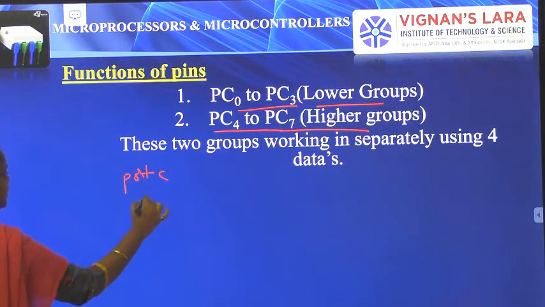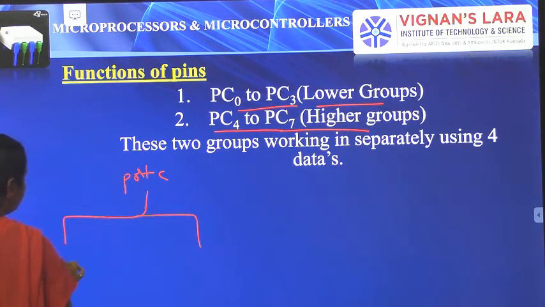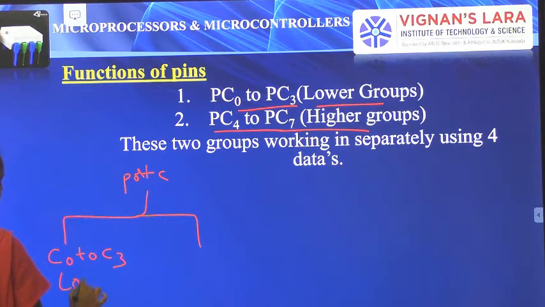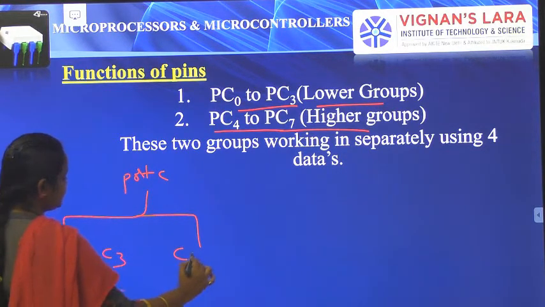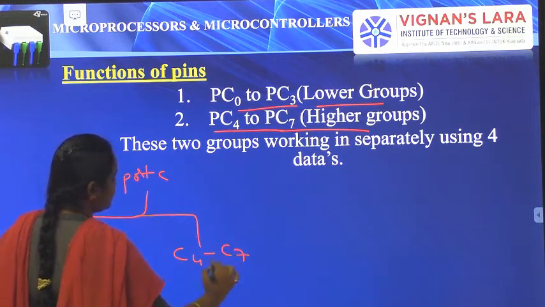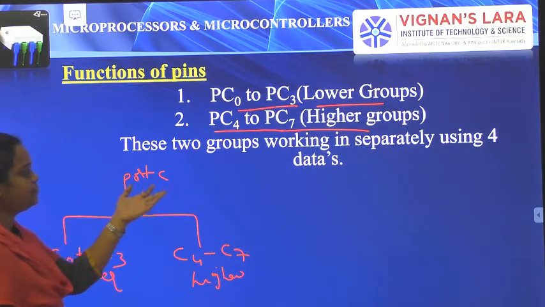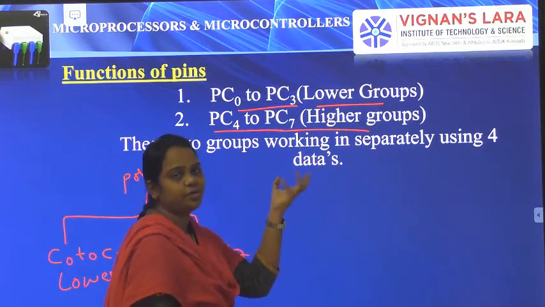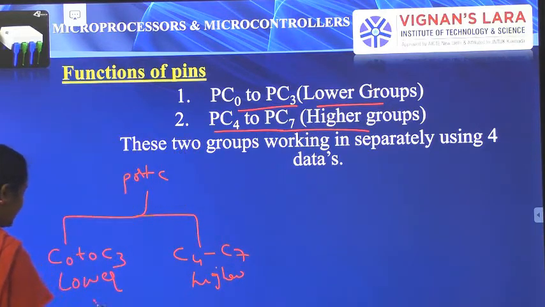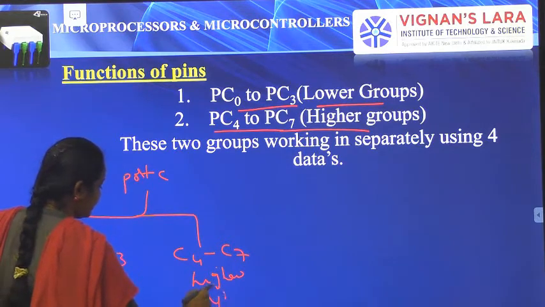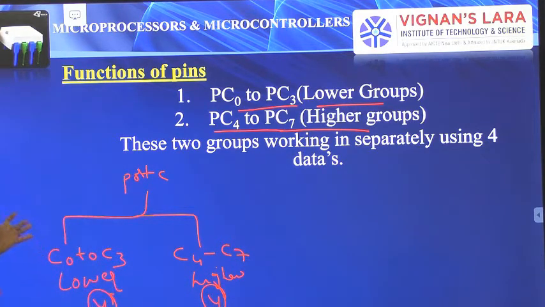Port C is again divided into two groups, C0 to C3 lower, and C4 to C7 higher. These two groups work separately using 4 bits each. These are 4 bits, and these are 4 bits, working separately.